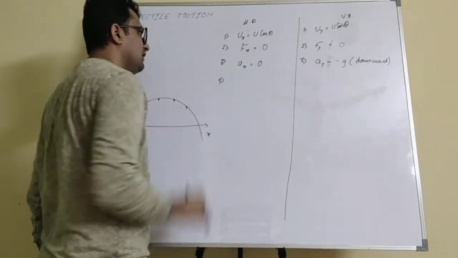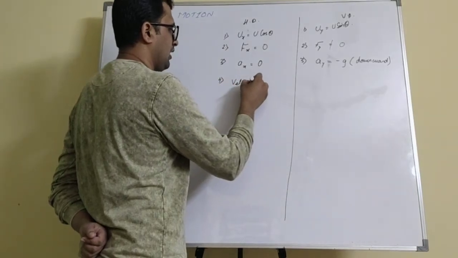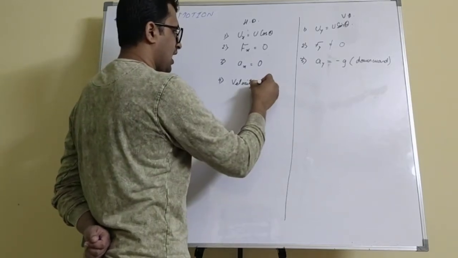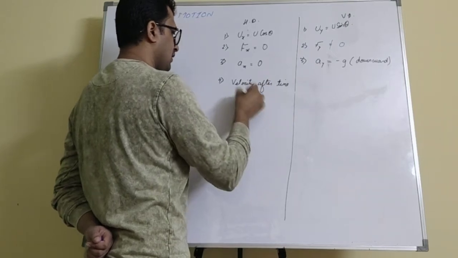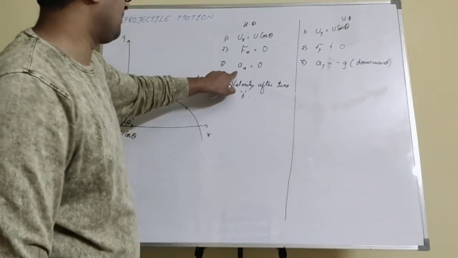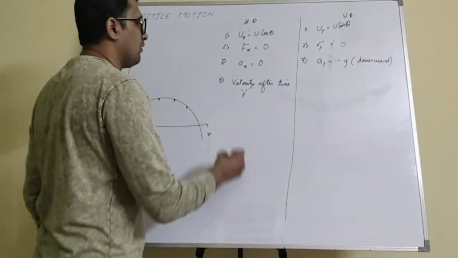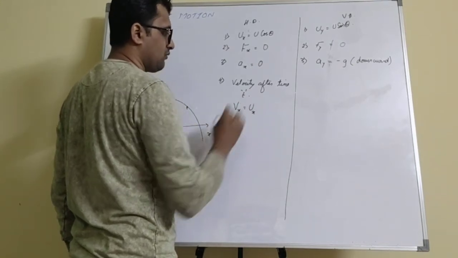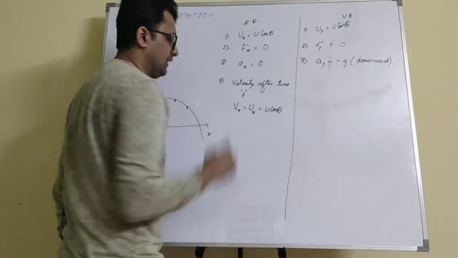Then after this, let's give velocity along horizontal direction, or along x-axis, after time t. Again, what will you say? Arey sir, acceleration is 0. If an object moves with 0 acceleration, then its velocity remains constant. So the final velocity along x-axis will be equal to the initial velocity along x-axis, that is, u cos theta.